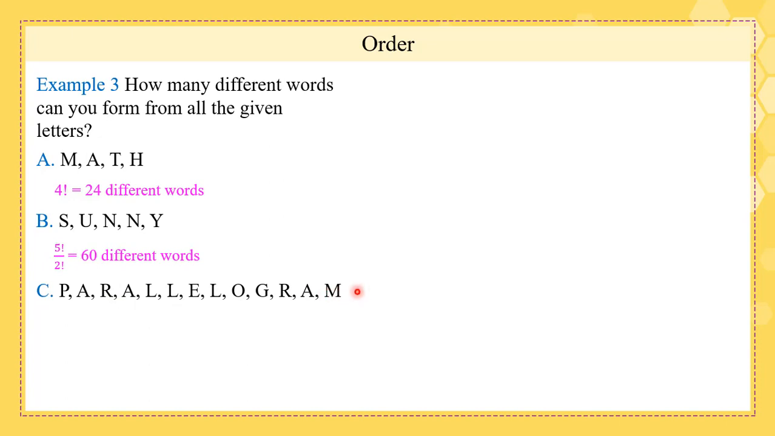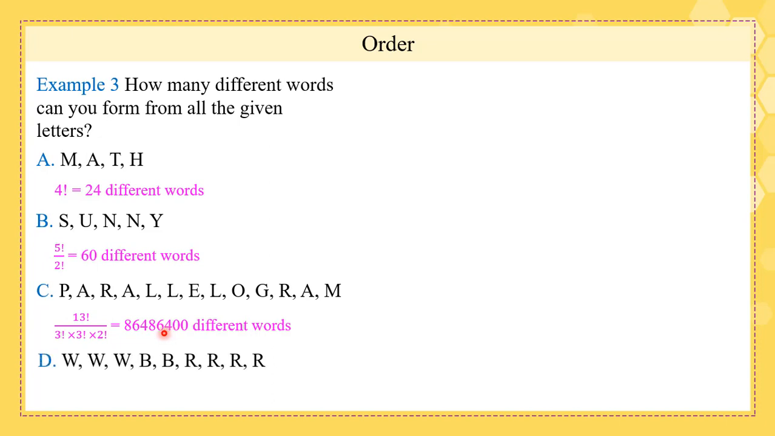While this is parallelogram, it contains 13 letters, and we have letter A is repeated 3 times, so we divide it by 3 factorial. Letter R is repeated twice, so we divide it here by 2 factorial, and letter L is repeated 3 times, so we divide by 3 factorial, and this would be the number of different letters. You see how huge this number is?